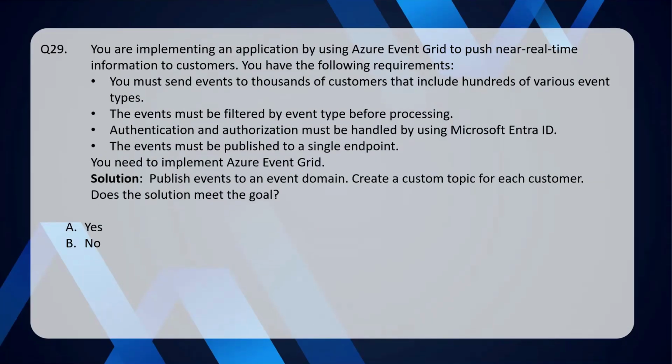You are implementing an application by using Azure Event Grid to push near real-time information to customers. You have the following requirements. You must send events to thousands of customers that include hundreds of various event types. The events must be filtered by event type before processing. Authentication and authorization must be handled by using Microsoft Entra ID. The events must be published to a single endpoint. You need to implement Azure Event Grid. The solution you choose is: publish events to an event domain, and create a custom topic for each customer. Does this solution meet the goal? You need to tell whether this is right or wrong.